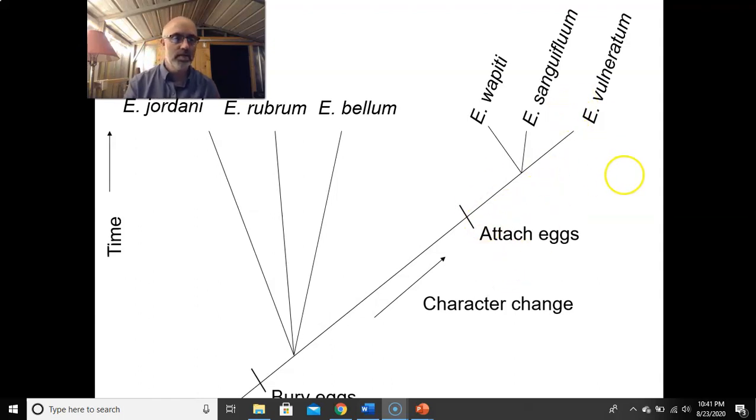Okay, and so attaching eggs would be found in this group. We can infer, we don't know, but we can infer that the common ancestor of these three species would have attached their eggs, and therefore all of these species also attach their eggs. It's something that was inherited from that common ancestor. Okay. So, plesiomorphic and apomorphic character state.